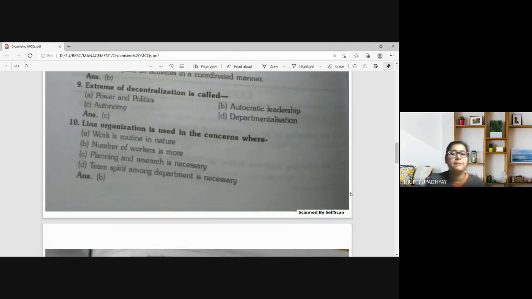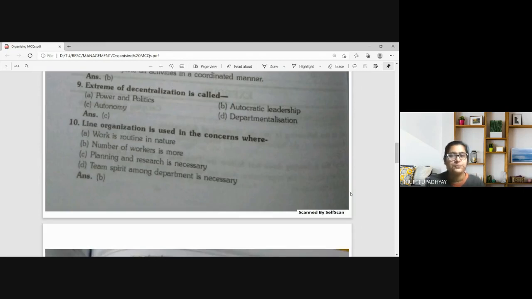Extreme of decentralization is called A. Power politics. B. Autocratic leadership. C. Autonomy. And D. Departmentation. Extreme of decentralization is autocratic leadership; it will be there if there is an extreme of decentralization.